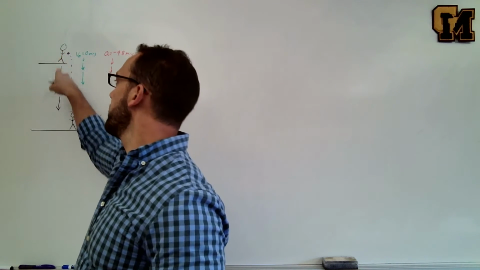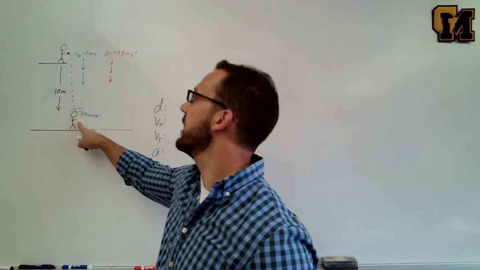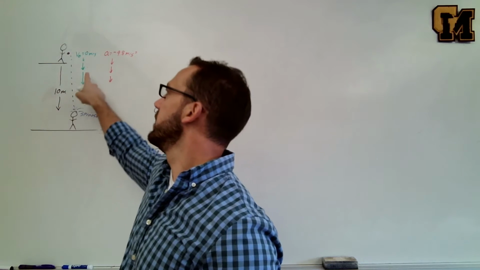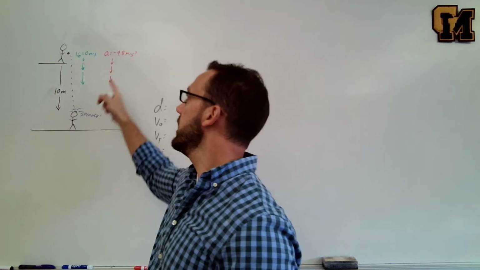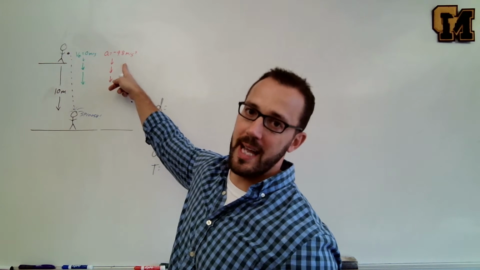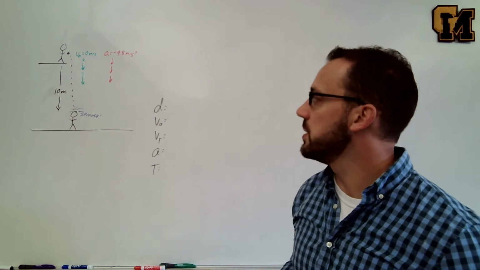Here's you dropping your water balloon onto a poor teacher's head. Come on, man, they don't deserve that. 10 meters below, initial velocity is 0 because the problem says you are dropping it, not throwing it. And as always, acceleration down is negative 9.8 meters per second squared. So now we're going to pull some numbers out.